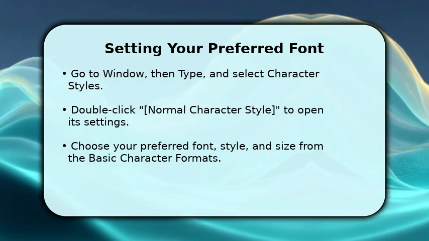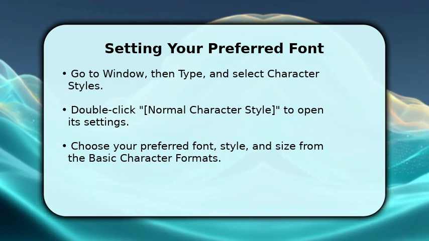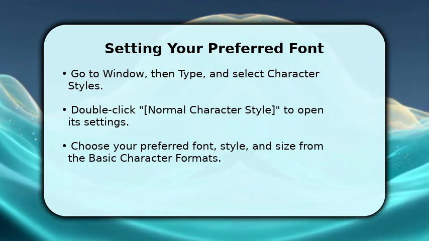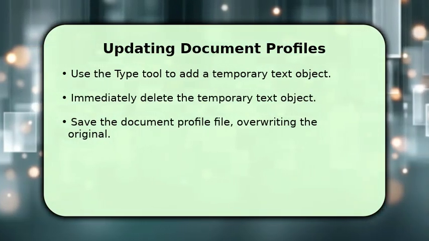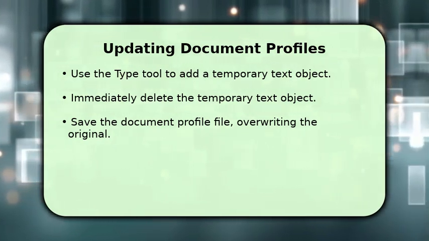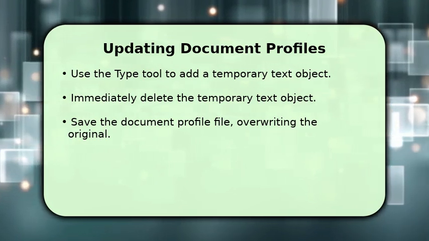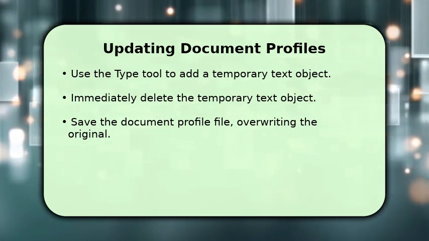Here, under Basic Character Formats, you can select your desired font family, style, and size, perhaps setting it to 12 points for clear readability. This step is crucial for the changes to stick permanently. Using the Type tool, add a temporary text object to your artboard, then immediately delete it. This action helps Illustrator properly register the font change within the profile.